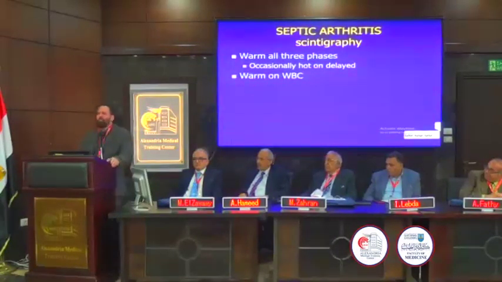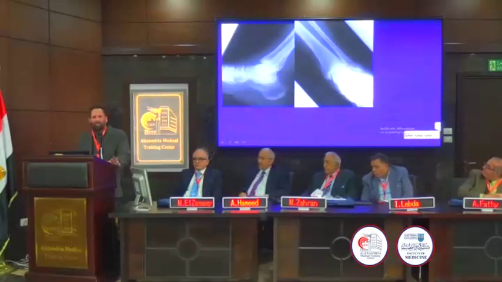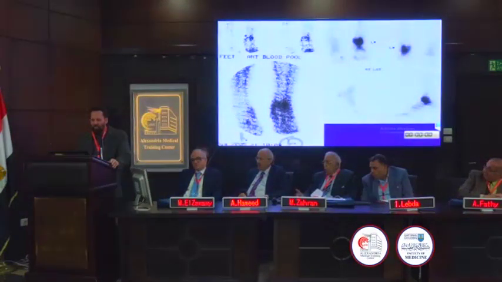On scintigraphy, warm on all 3 phases. Positive but not hot. So here is an ankle joint. Could this be rheumatoid arthritis? Uniform joint space loss. Could this be rheumatoid arthritis? Certainly could. Here's the bone scan. Increased flow, increased blood pool, increased delay. Could it still be rheumatoid arthritis?